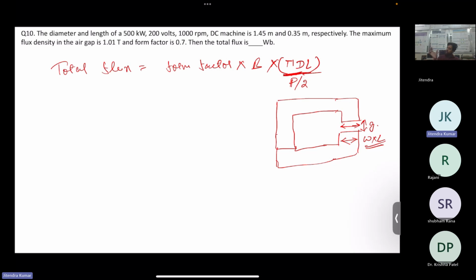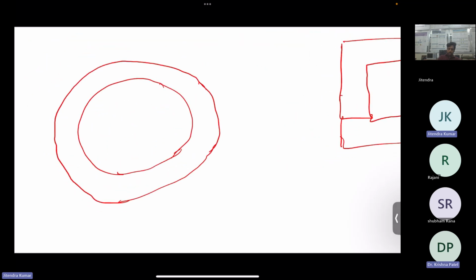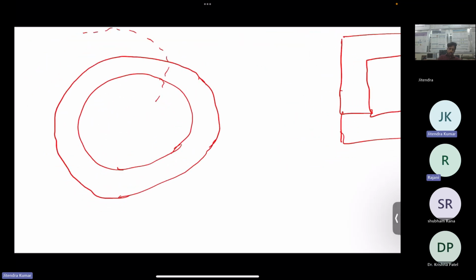Just that, width of the flux. So let me show you. So this is a cross section of the machine, right? And flux is going out and coming in this way. So the width will be this much, and axial length is axial length. That is the same, right? Axial length will not change. So what is this length?